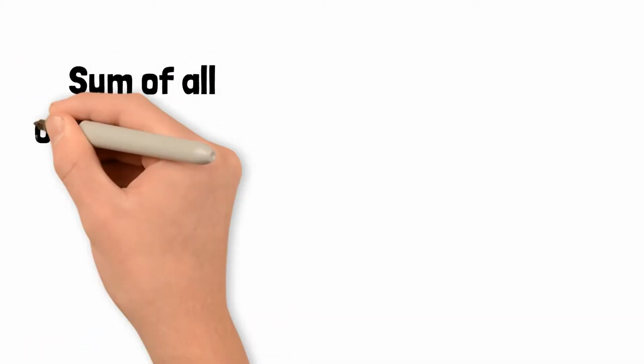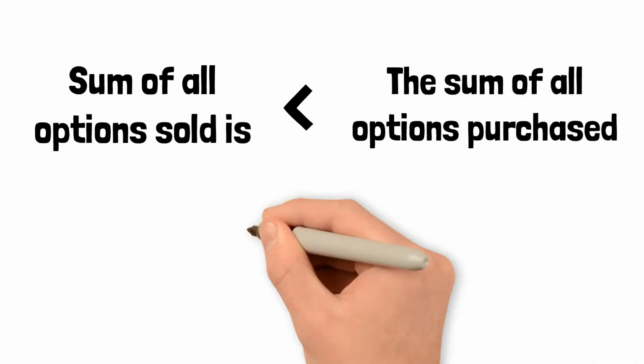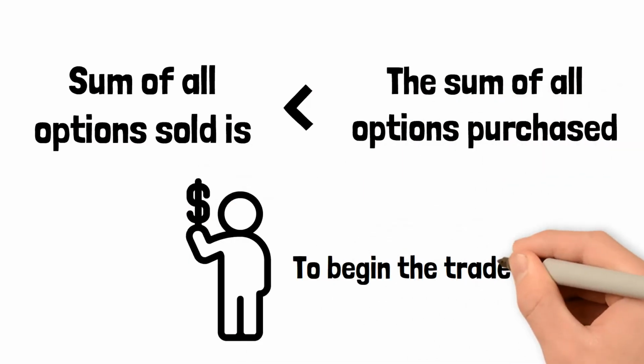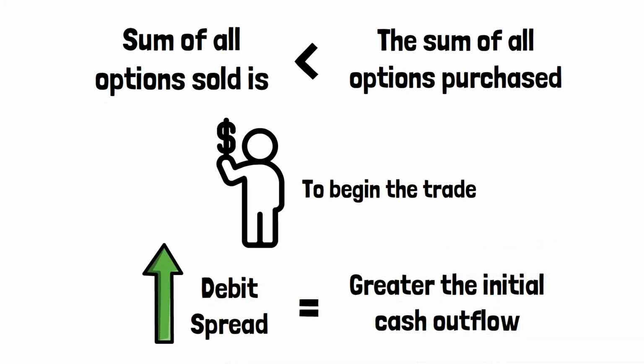Here, the sum of all options sold is lower than the sum of all options purchased. Therefore, the trader must put up money to begin the trade. The higher the debit spread, the greater the initial cash outflow the trader incurs on the transaction.